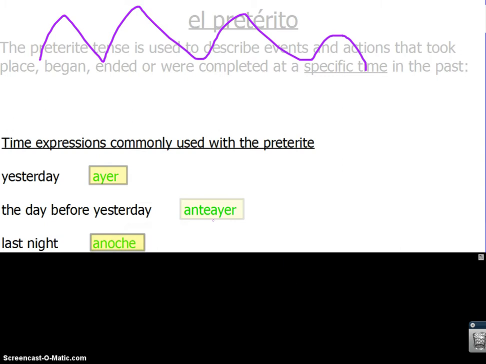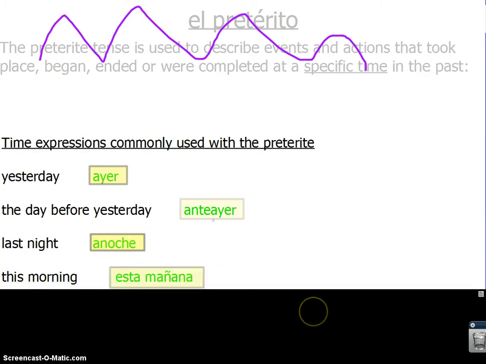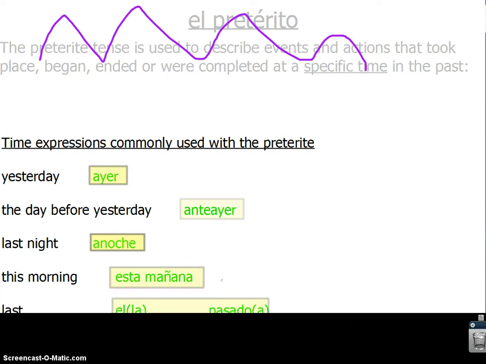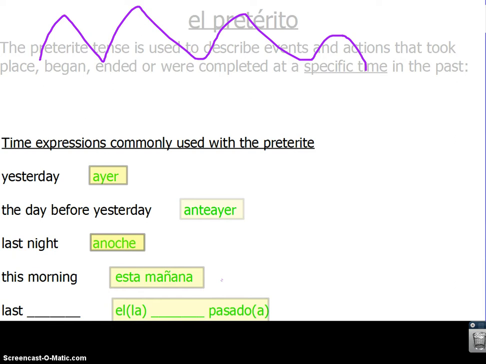Last night is anoche. Noche is night. This morning is esta mañana. This and these have T's. Last. If you want to say last anything, last month, last year, last week, here's how you do it. You will put el or la in front, and then you'll write día, semana, mes, año, depending on if you're saying day, week, month, or year, and then pasado or pasada so that it matches. We'll practice that together in class.